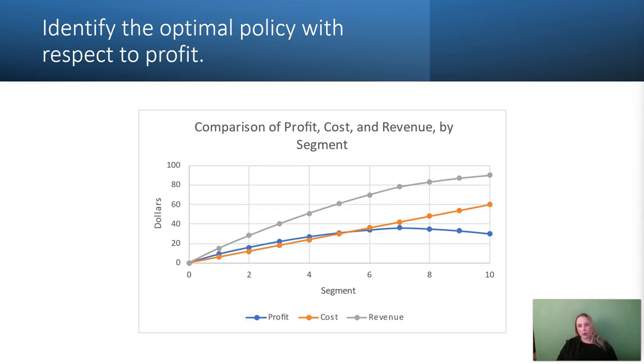And so when we plot that, we're able to see that based on the profit data above, the maximum profit results from including our first 7 segments. But if we look at profit analysis alone, we probably should only use the first 6.